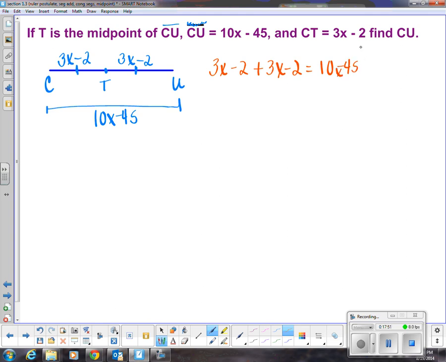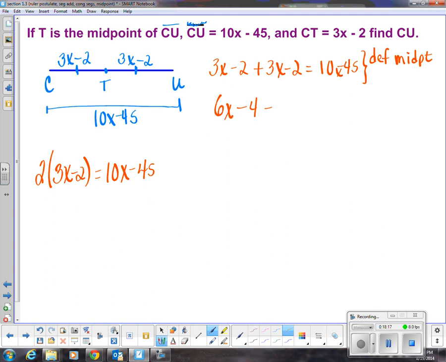Now, I don't want to see segment addition. I know this relationship exists because of definition of midpoint. If I didn't know about definition of midpoint, segment addition wouldn't have helped us at all because we wouldn't have known that. Just as an aside, you could have said 2 times 3x minus 2 is equal to 10x minus 45. That is certainly another option. All right, I'm combining like terms. We got 6x minus 4 is equal to 10x minus 45.